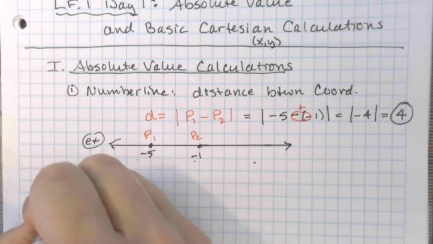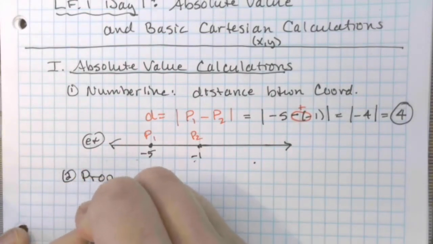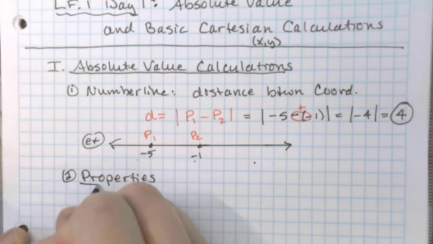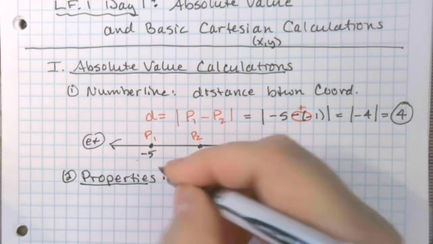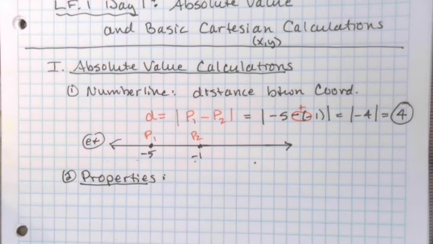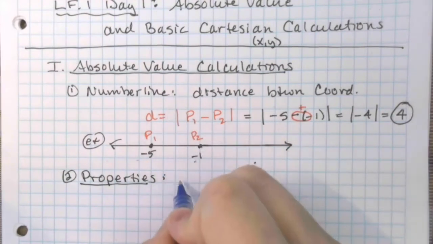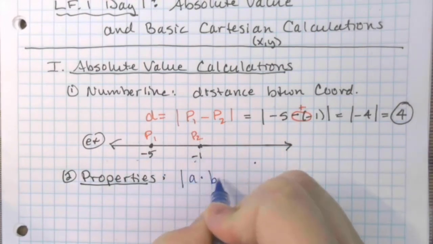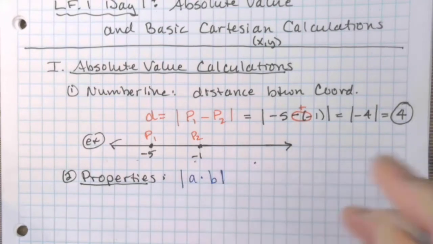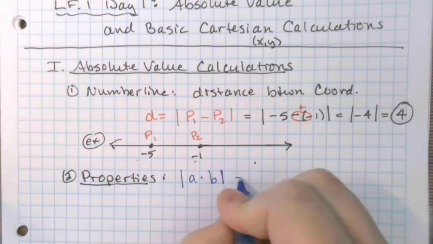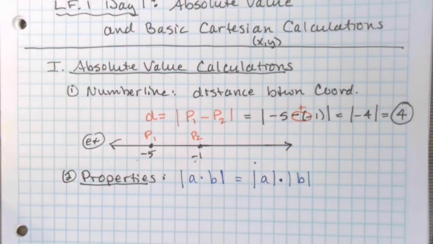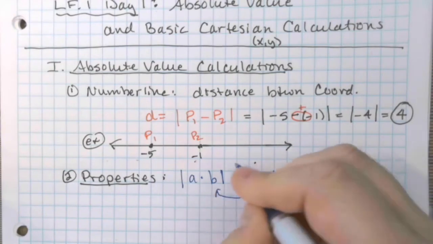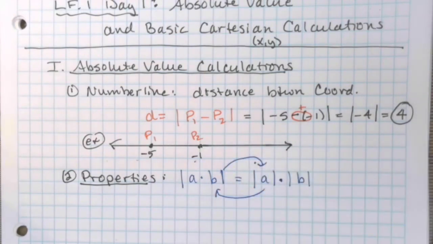Okay, number 2, properties. There's only a couple properties we're going to be focusing in on in this lesson. The first property is if you have two quantities, A times B, multiplied within an absolute value, you can actually split it into absolute value of A times absolute value of B, and vice versa. So this one goes both ways.